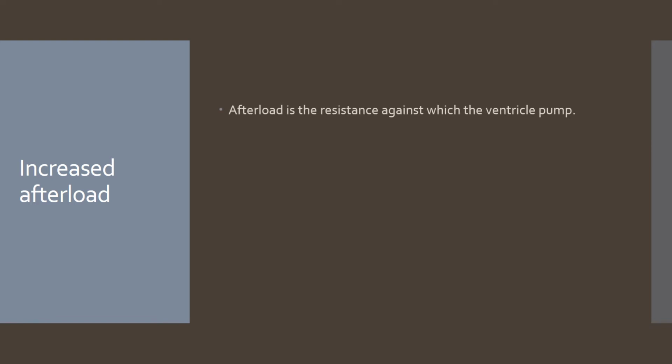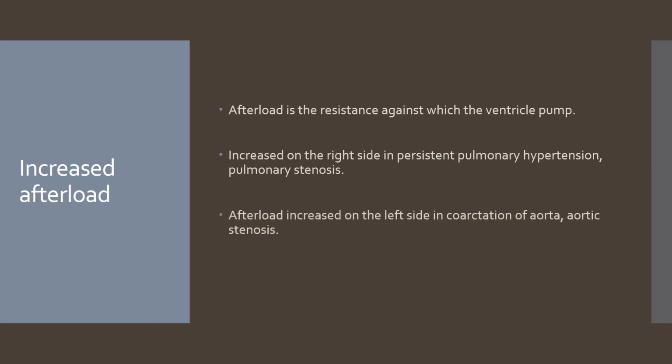So afterload is the resistance against which the ventricles pump, and it is increased on the right side with pulmonary hypertension or pulmonary stenosis. Then it is also increased on the left side with aortic stenosis or any left ventricular outflow tract obstruction.